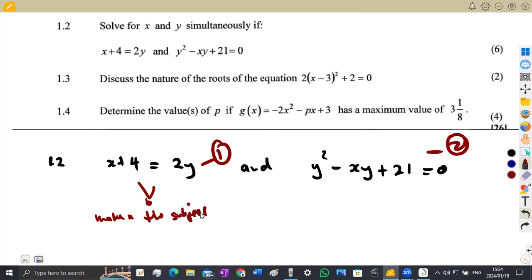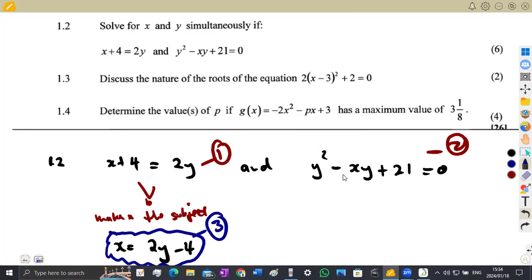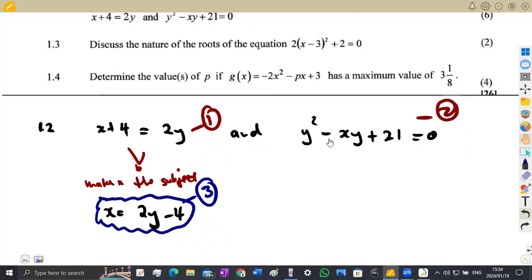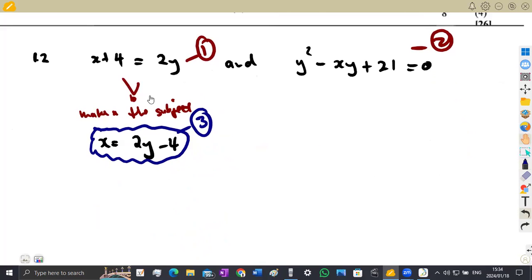By making x the subject, what does it mean? It means x is going to be equal to 2y, which is already there on the right-hand side. So this is 2y minus what? Minus 4. So this is the x that is formulating equation 3, and we're going to substitute equation 3 in what? In 2. You do not substitute where you formulated that x to be the subject from equation 1.